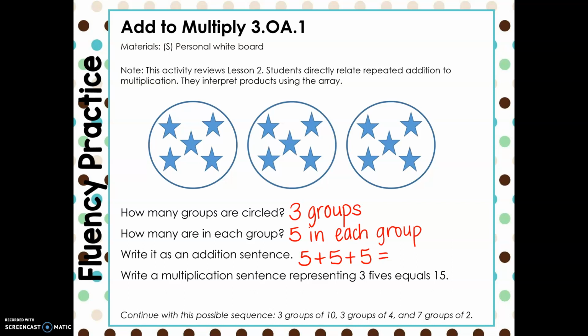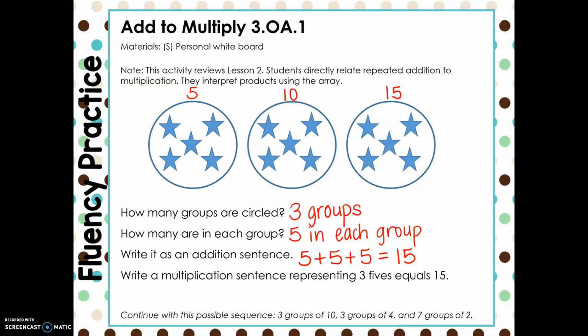Okay, so I have 5 plus 5 plus 5. And in order to find my answer, I can skip count by 5s, which I know everyone's pretty familiar with. So go ahead and count with me at home. We have 5, 10, 15. So 5 plus 5 plus 5 is 15.